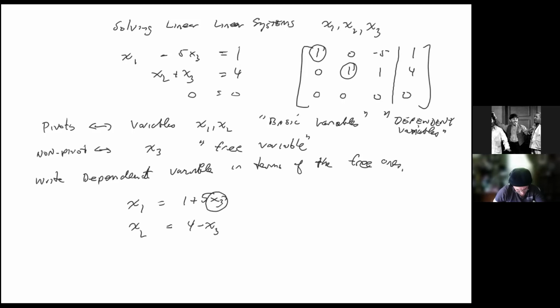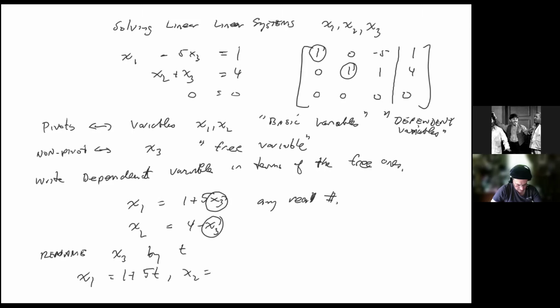We can think of x3 as any real number, and x1 and x2 are determined by your choice of x3. So another way to write this, which I prefer, is to rename the free variable x3 by the symbol t. And then we can think of x1 as equal to 1 plus 5t, x2 as equal to 4 minus t, and x3 as equal to t. So this would solve the entire system.